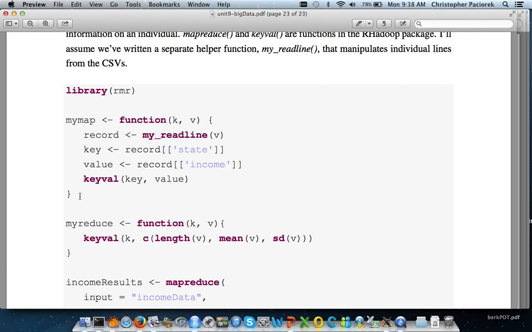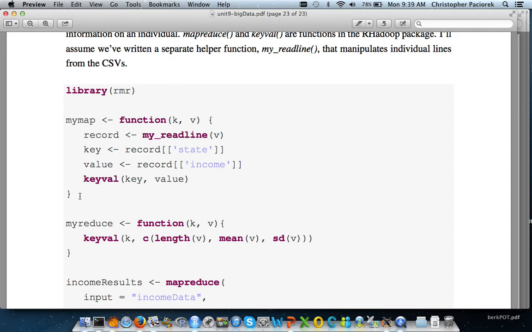And suppose that I've written some sort of function called myReadLine that will basically take this CSV line and do the parsing to pull out the fields of the line. You guys have already done that. You could easily imagine writing that function as long as you know what the format of the line is. And now I'm going to create a key value pair by taking out of the record, for example, the state, and the income of the person. So suppose I'm trying to summarize income by state in this case.